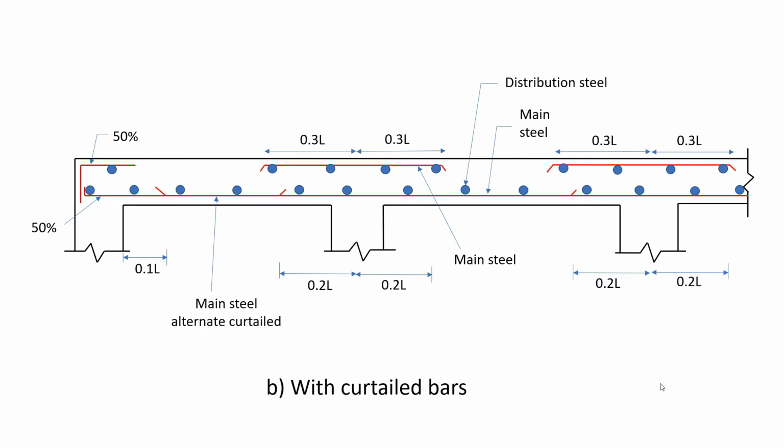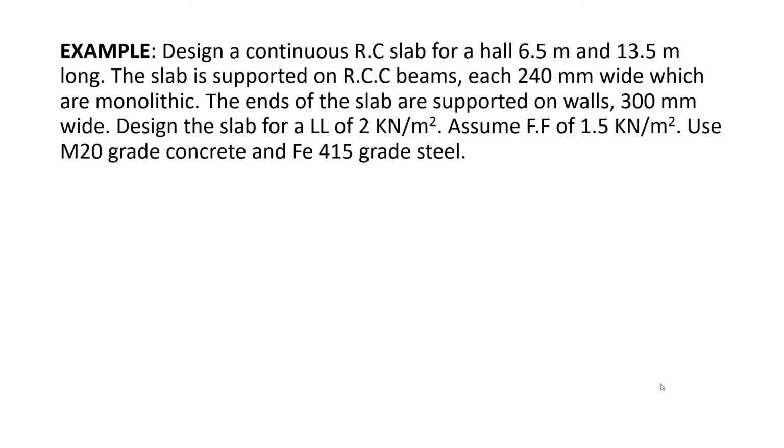Now we will explain the full design procedure with the help of an example. Let's say we want to design a continuous reinforced concrete slab for a hall of dimensions 6.5 meter by 13.5 meter, and the slab is supported on RCC beams which are 240 mm wide and monolithically cast with the slab. The ends of the slab are supported on walls which are 300 mm wide. We have to design the slab for a live load of 2 kN per meter square and floor finish of 1.5 kN per meter square, using M20 grade concrete and Fe415 grade steel.